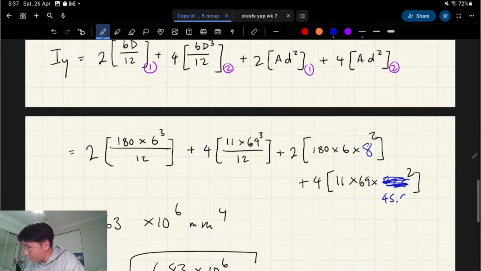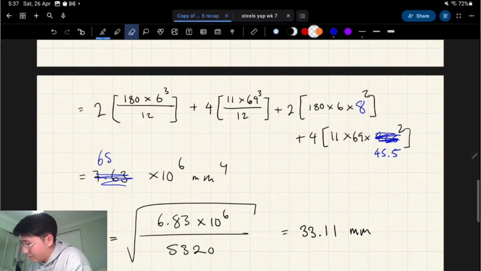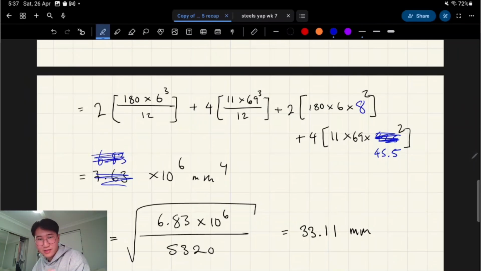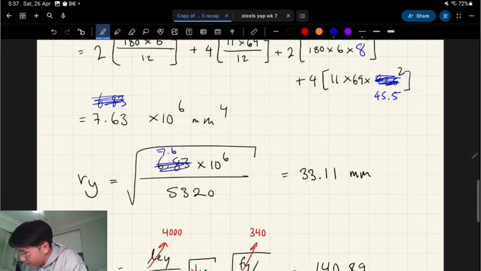If you replace 42.5 with 45.5, what you'll find is this number, oh sorry, it was 6.83. I did it a bit weirdly. Now it's 7.63, so it's increased. It's actually increased more than I thought originally when I did the recap demo. So this becomes 7.63. What the fuck am I writing?